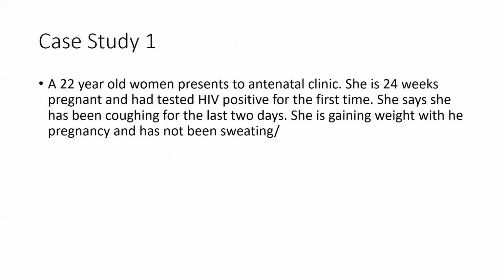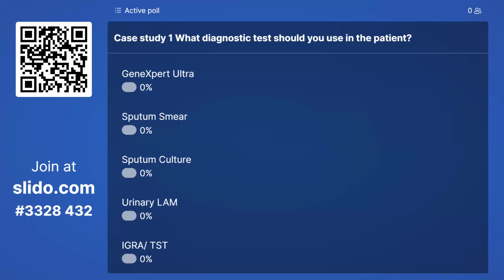So a 22-year-old woman presents to the antenatal clinic. She's 24 weeks pregnant and has tested positive for HIV for the first time. She's never tested before, and she's recently tested. We know epidemiologically that this patient is likely to have just seroconverted in the last 3 to 4 years. She tells you she's been coughing for 2 days. She's gaining weight appropriately with her pregnancy, so she hasn't lost weight, and she has not been sweating. So what diagnostic tests would you use in this patient?